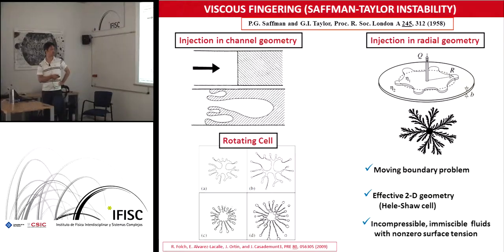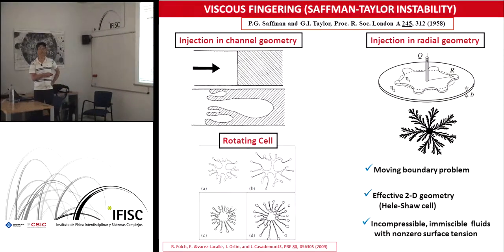It's effectively two-dimensional. And we are worried about incompressible, immiscible fluids, so there is surface tension between fluids as well. All right. There are other ways of destabilizing the interface between the fluids. In the injection case, it is the difference in viscosity between the fluids that generates the instabilities. But if instead of injecting, you place a denser fluid, a droplet, surrounded by a less dense fluid, suppose this is water and this is air, and you rotate the Hele-Shaw cell.